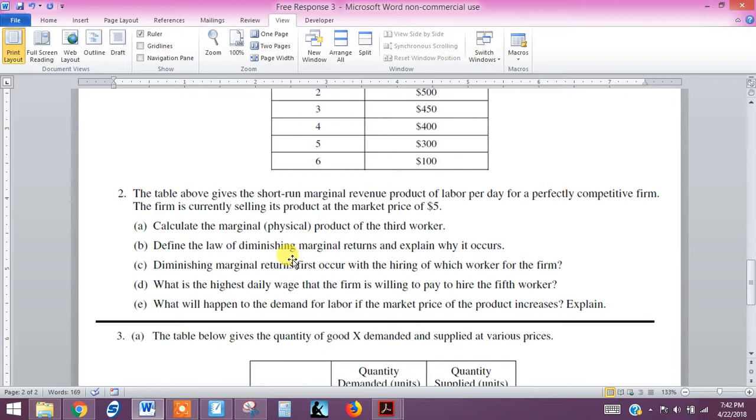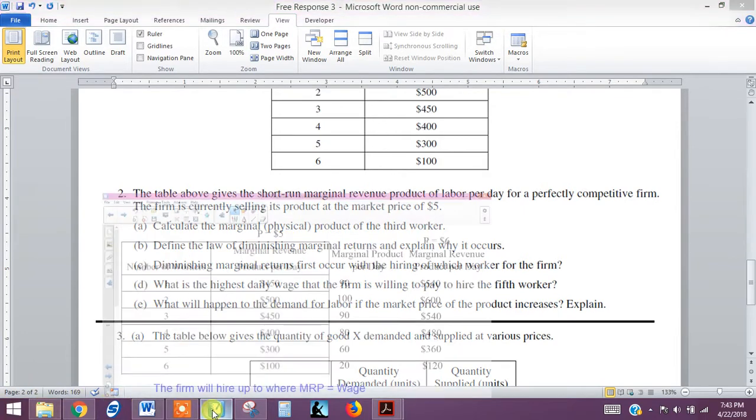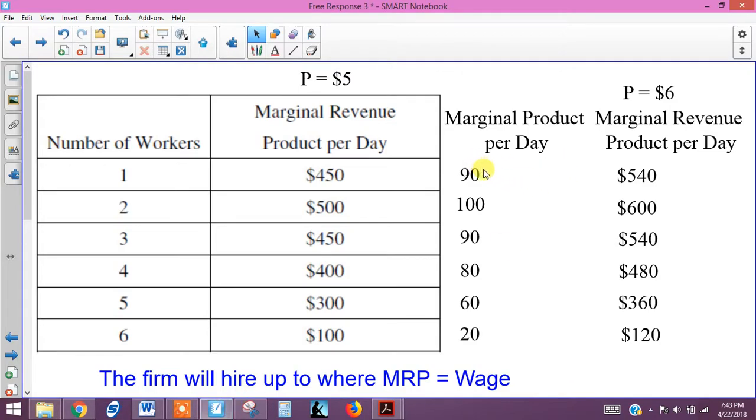As more and more units of a variable input are added, and in this case it's workers, to a fixed input, the output increases at a decreasing rate. So the total output here is increasing by 90, and then by 100, and then by 90, and then by 80. So for example, the total output here with 5 workers is all of these added up.